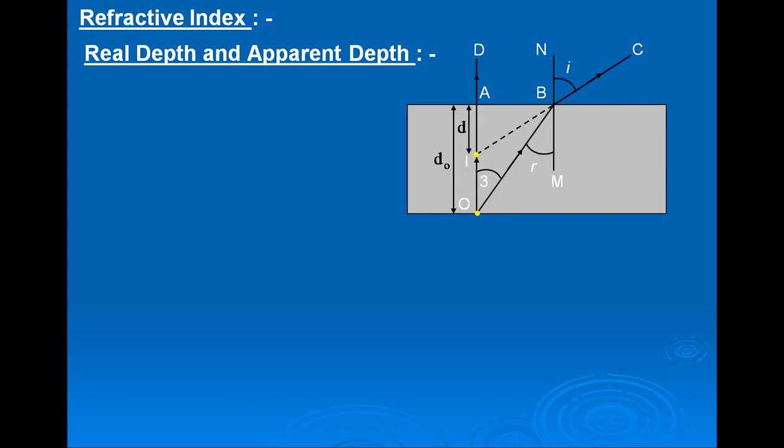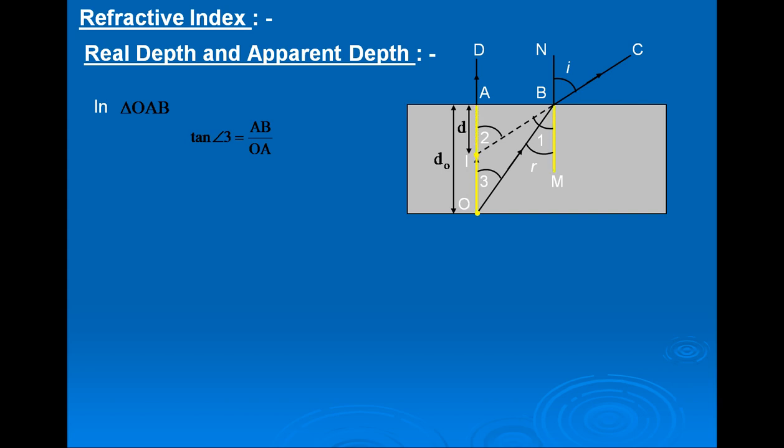Suppose angle AOB is angle number 3, angle AIB is angle 2, and angle MBI is angle 1. Now, in triangle OAB, tan angle 3 is equal to AB upon OA.